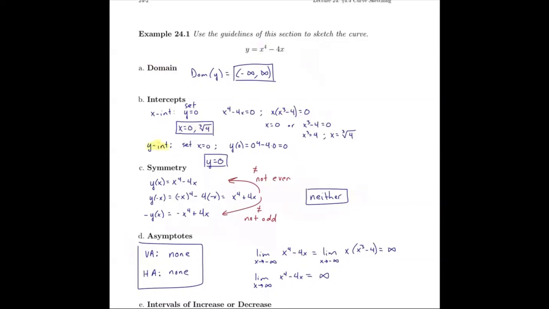Second, the y-intercepts. This is a little easier. The y-intercept is when we just set x equal to 0. When x is 0, that's when we're on the y-axis. So when x is 0, we just plug in a 0 to our function everywhere there's an x, and we get, well, 0 to the 4th minus 4 times 0 is 0. So our y-intercept is y equals 0.